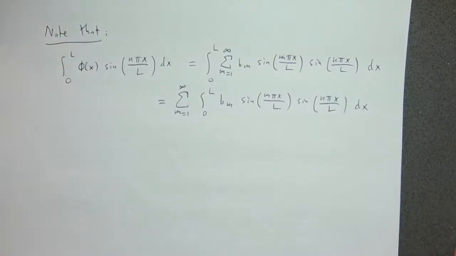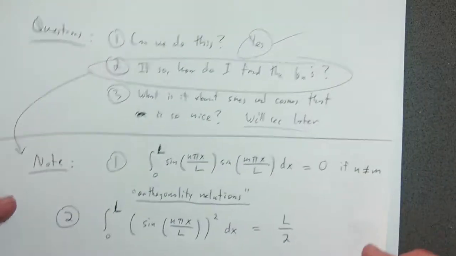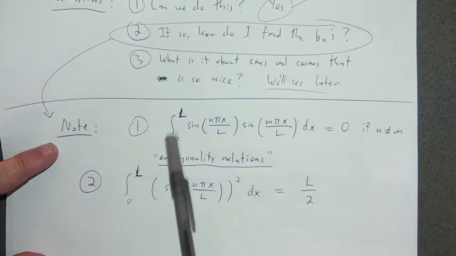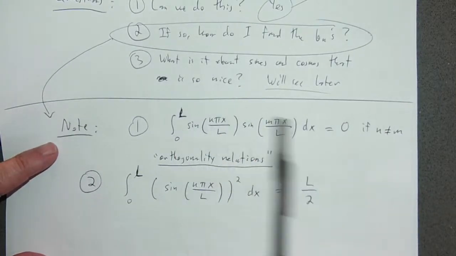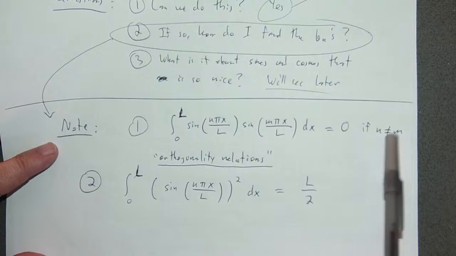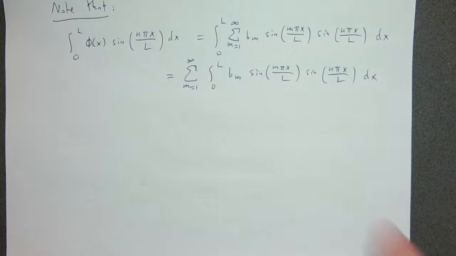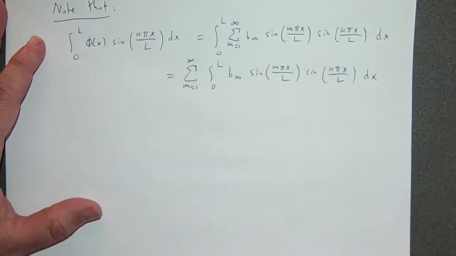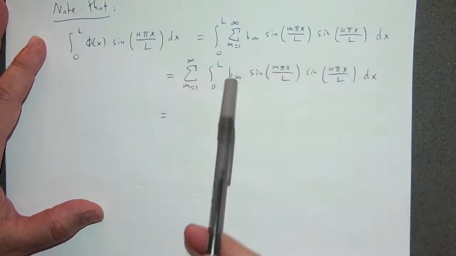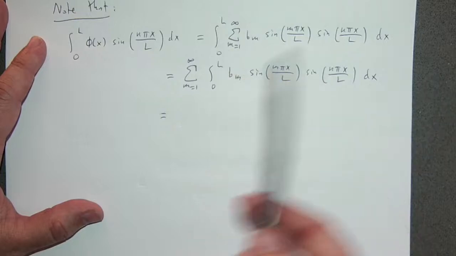But then by the orthogonality relations that we've written down here, the first one especially, right? So by the first one, this integral is 0 if n is not equal to m. So most of these terms are going to be 0, except when n is equal to m. And so in that case, all these are going to be 0 except when n is equal to m.